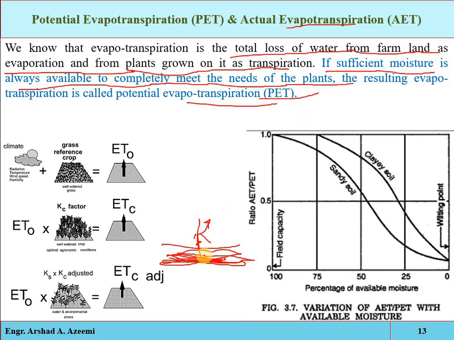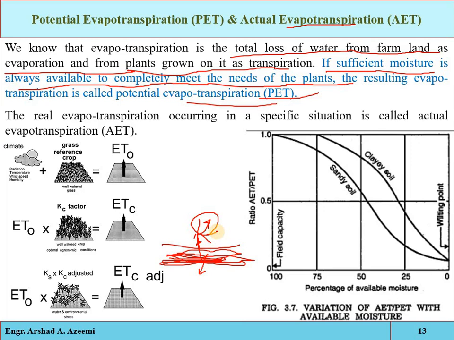And when the water level is decreased, then the evapotranspiration will not be potential evapotranspiration; it is called the real evapotranspiration, or the actual evapotranspiration. Or simply we can say that the evapotranspiration at any time is called the real or actual evapotranspiration. And when sufficient moisture content is available so that the water demand is completely satisfied, then the evapotranspiration at that time is called the potential evapotranspiration.